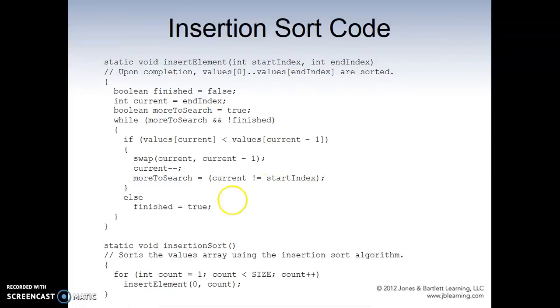That is, current equals start index. If it's not equal, there is still more to search. Else, if the current value is no longer less than the value before it, then it's finished. So exit the loop. And insertion sort itself just iterates over the list from 1 to the size, with the starting index 0 and the count passed in.